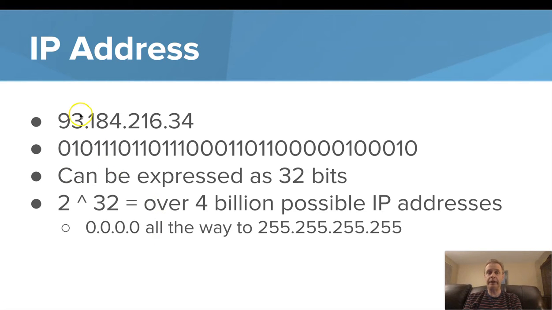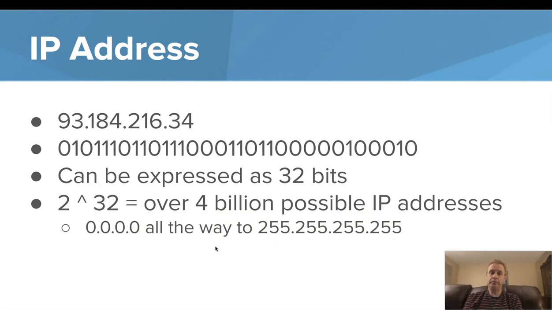And because this IP address is represented by 32 bits, that means that we have 2 to the 32 possible IP addresses, which is over 4 billion. And again, because 8 bits ranges from 0 to 255, the IP addresses that we can possibly have range from 0.0.0.0 all the way to this IP address here.